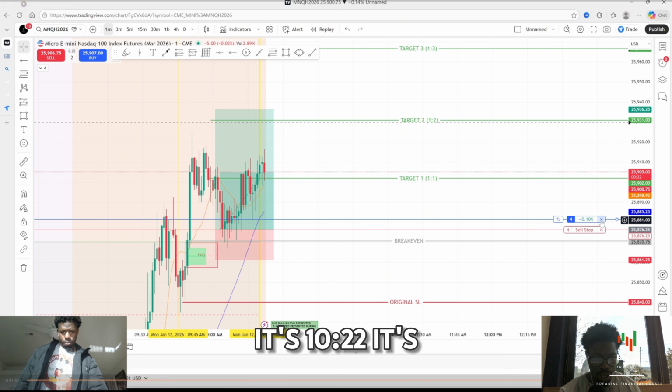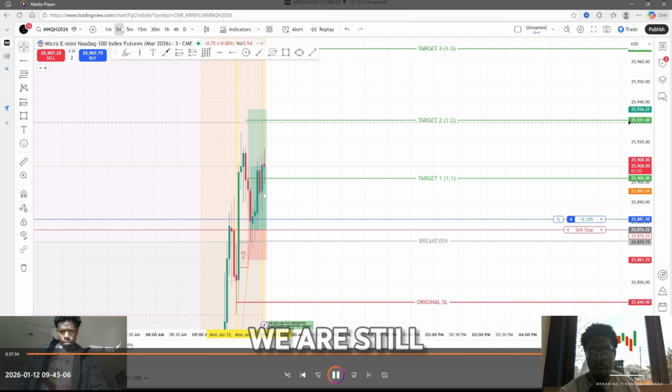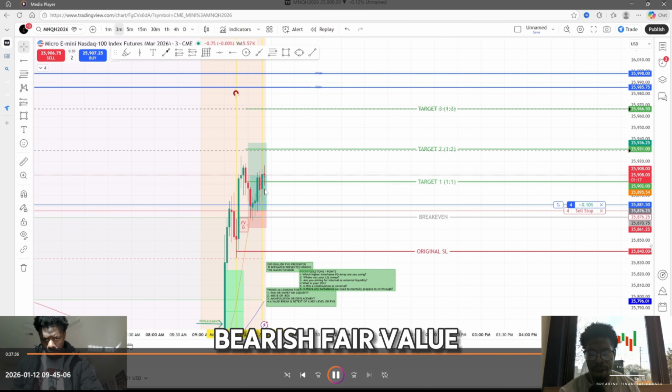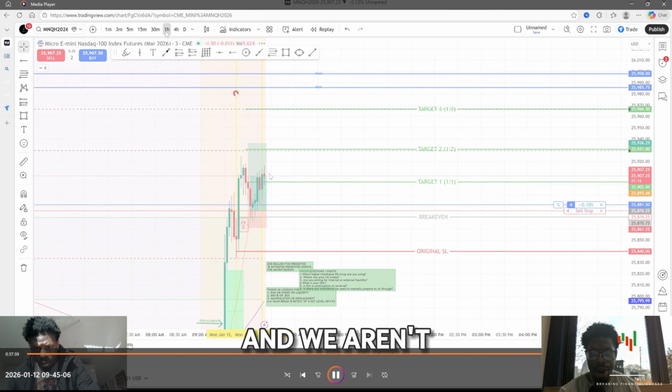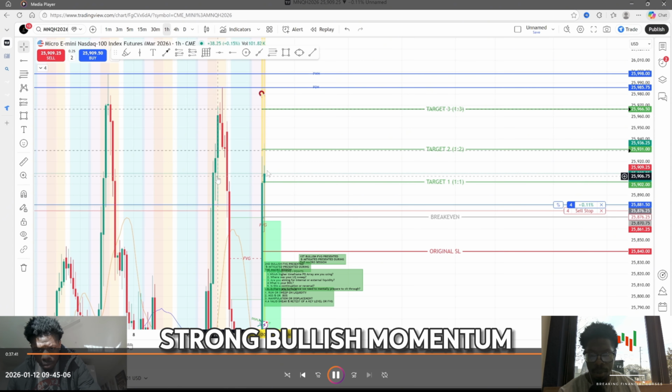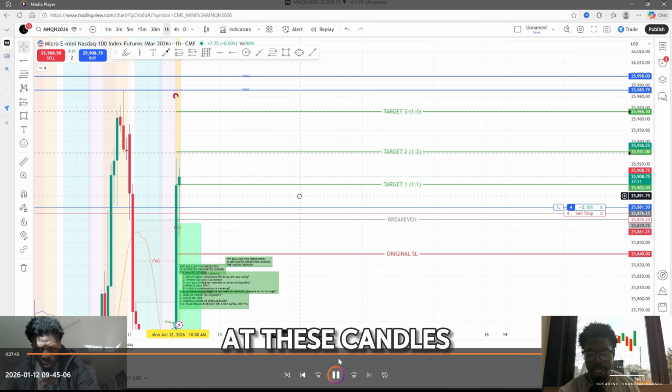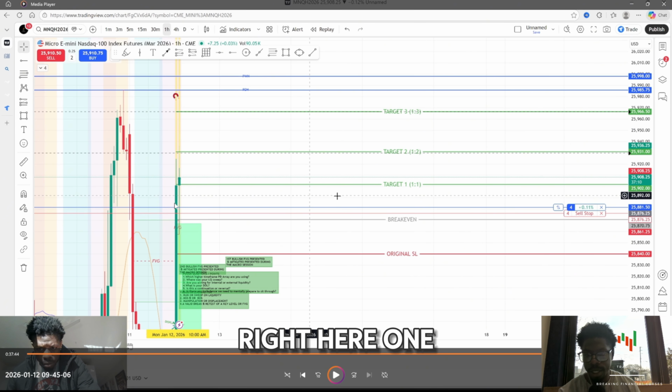It's 10:22. It's 2 minutes after my macro session. We are still trading into an hourly bearish fair value gap, and we aren't getting any good, strong, bullish momentum. So I'm looking at this candlestick sequence right here. 1, 2. I'm like, all right, we dip down into this hourly bullish fair value gap. We have this bearish wick at the bottom pushing us back outside of it, and right now we're currently sitting inside of this imbalance. But the opening of this candle, right, is above the close of this candle.